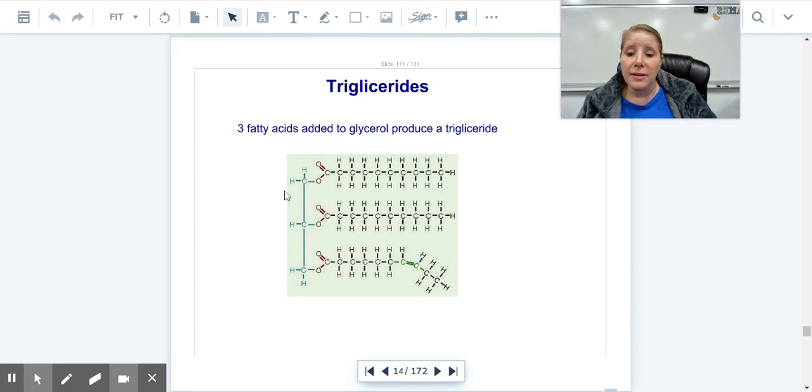So you add the glycerol to it, and you have your 3 fatty acids attached to your glycerol, making triglycerides. And these are going to be a lot of the fats. You know your triglycerides are high if you get your cholesterol taken, it's going to be a bad thing.